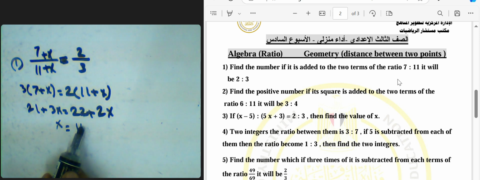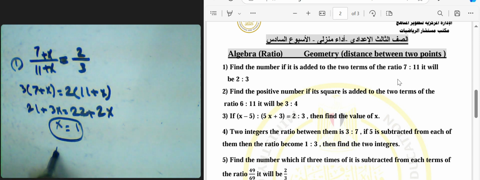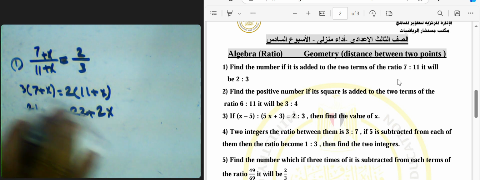2 minus 1 will be 1. The result will be 1. 22 subtract by 21, it will be 1. Then the number will be equal 1. It was question number 1. Question number 2.